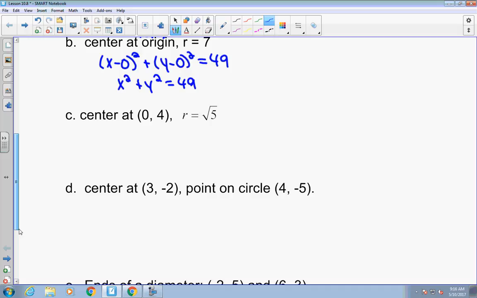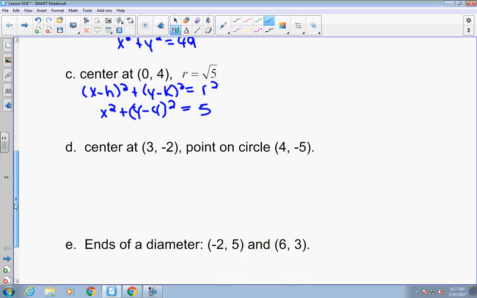All right, here's another one. This one has a center at 0, 4 and a radius of radical 5. So what would this look like? X minus 0 would be what? Just x, right? So that would be x squared plus y minus 4 quantity squared equals, what's my radius squared? 5. When you square a radical, it goes away, right? So x squared plus y minus 4 quantity squared equals 5.